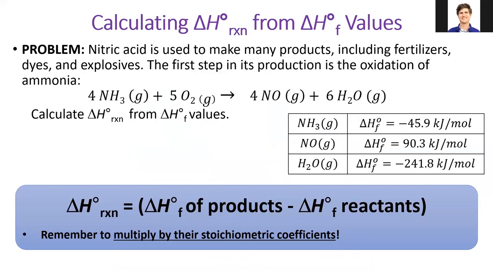So here's your practice problem. Calculate the enthalpy change for the oxidation of ammonia using the enthalpies of formation to the right. Now, if you look at this table and you think that oxygen is missing from the list, don't worry, that's not an omission. If you're still confused, try writing the formation reaction for oxygen.